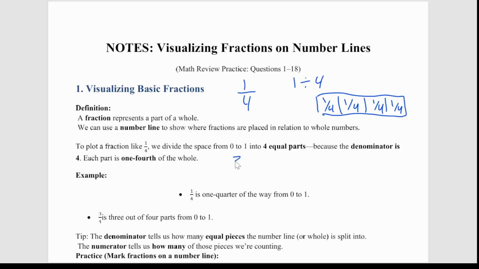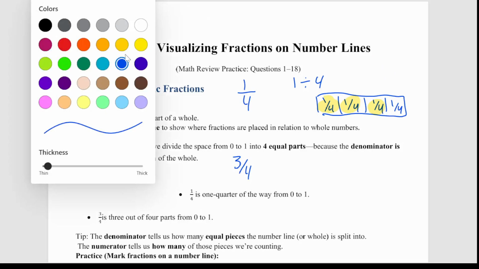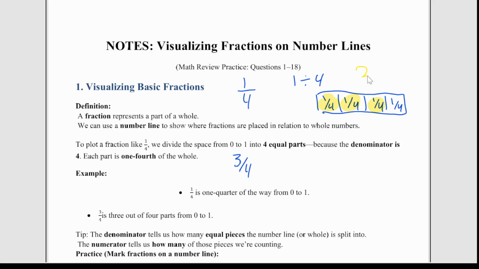If I have 3/4 instead, what I'm doing is taking those same pieces and grabbing 3 of them. That would be 3/4. That was a really messy 3/4 there, but I will write that to the side here. So I could grab 3 of them to give me 3/4. Or I could think that I have 3 pizzas. I want to divide them evenly between 4 people. Each person's going to get 3/4 of the pizza. That's what that really means.